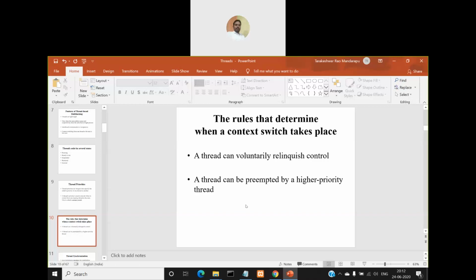In another situation, a thread can be preempted by a higher priority thread. Sometimes these algorithms may use the thread priorities.